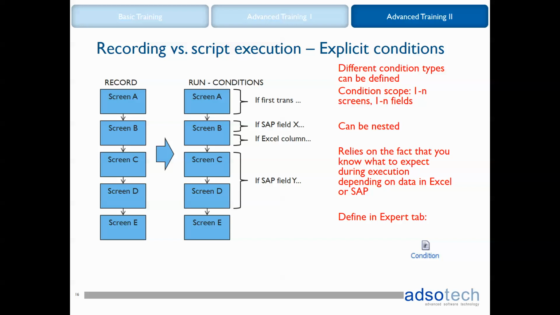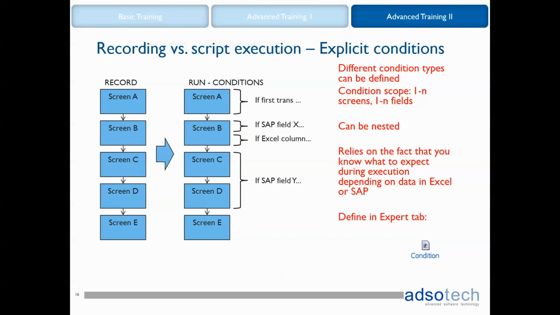Another option is to base your condition on data in a specific SAP field directly. I prefer to use Excel data, but it is possible to also use SAP data directly. So you can say that my SAP field AB is here in this screen in my script. If that specific SAP field AB equals 123, then we will perform this part of the script.